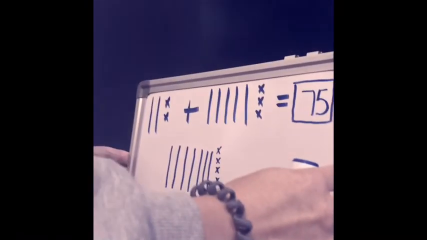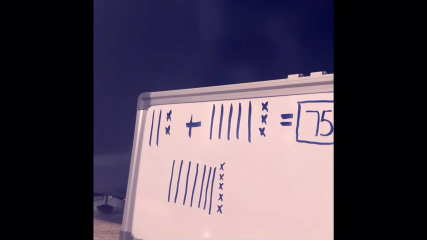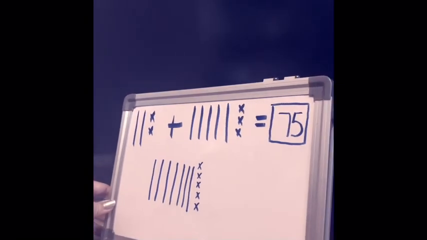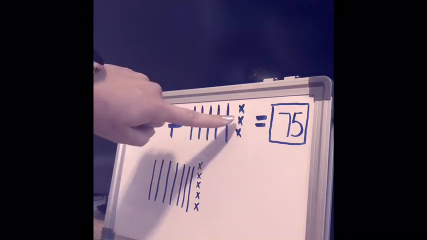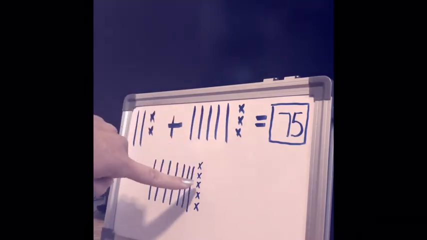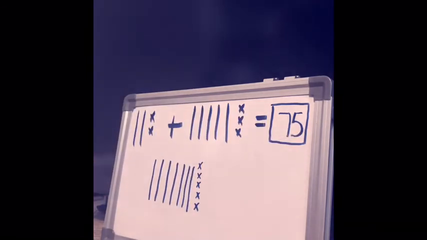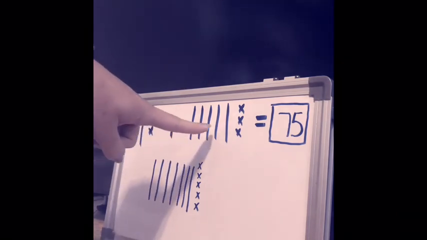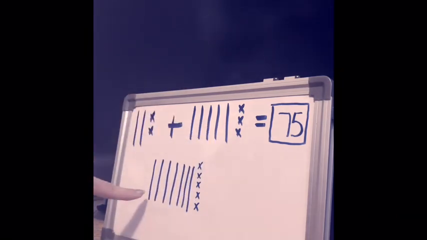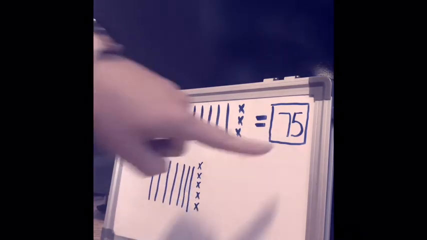Okay, here it is. I added my cubes with my cubes. 1, 2, 3, 4, 5. Here's my 5 cubes and my 5 in the ones place. And I added my rods with my rods. 1, 2, 3, 4, 5, 6, 7. And my 7 is in the tens place.